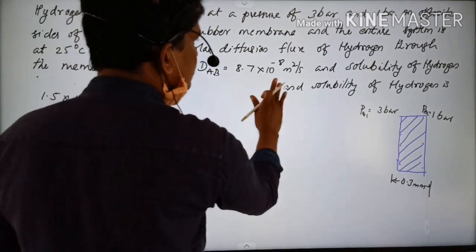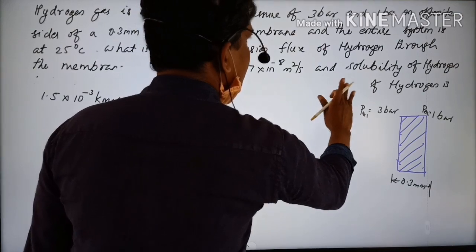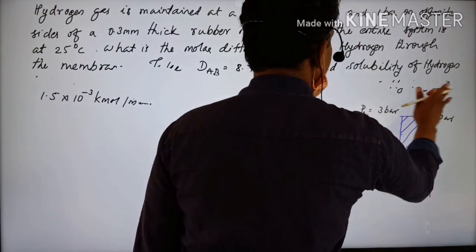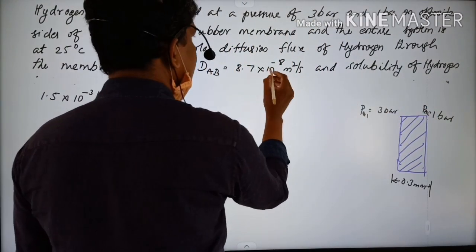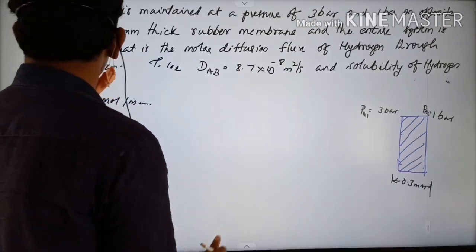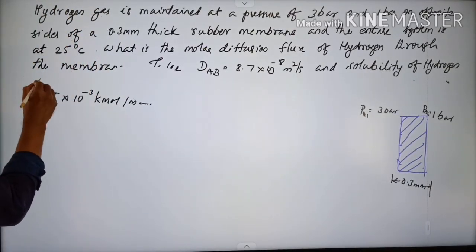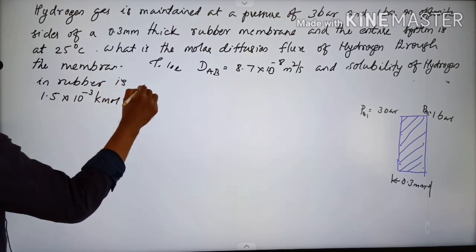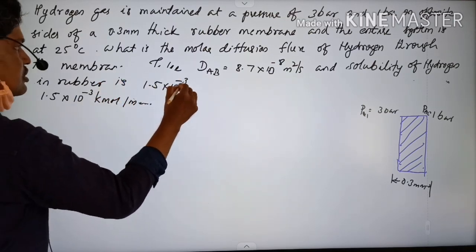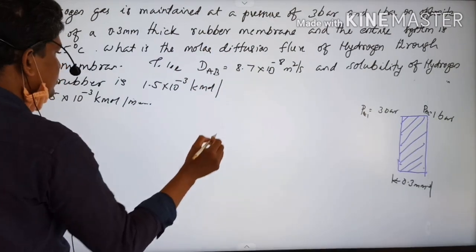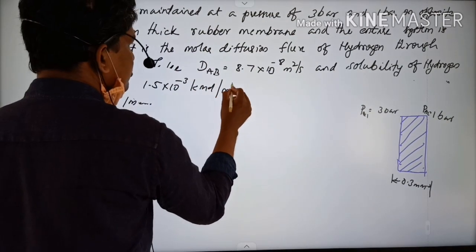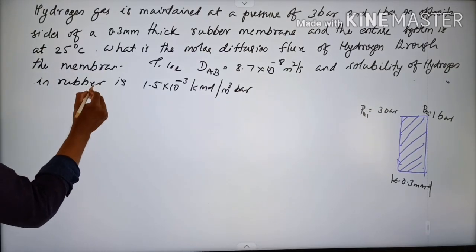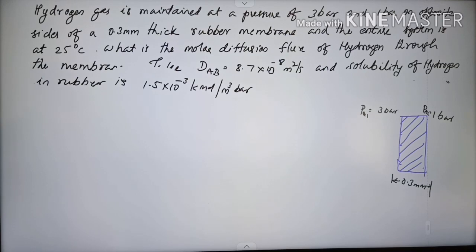Take solubility of hydrogen in rubber as 1.5 into 10 raised to minus 3 kilomole per meter cube bar. Okay.